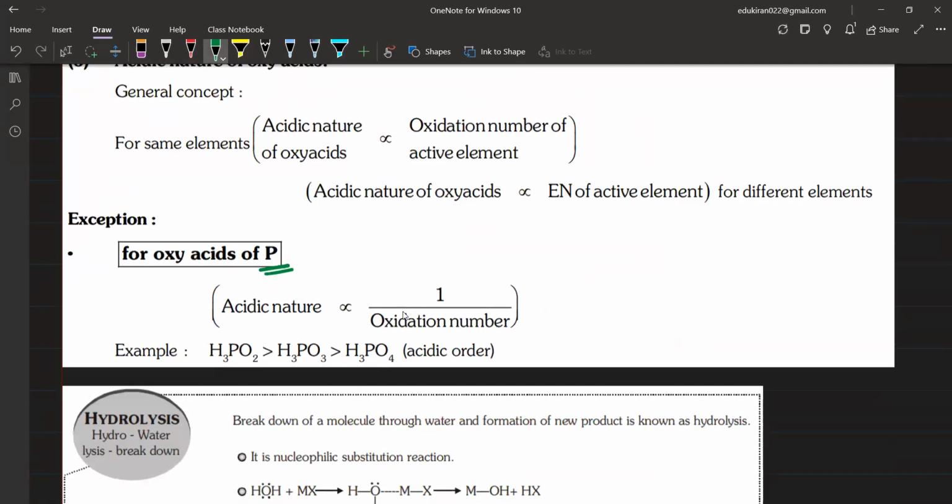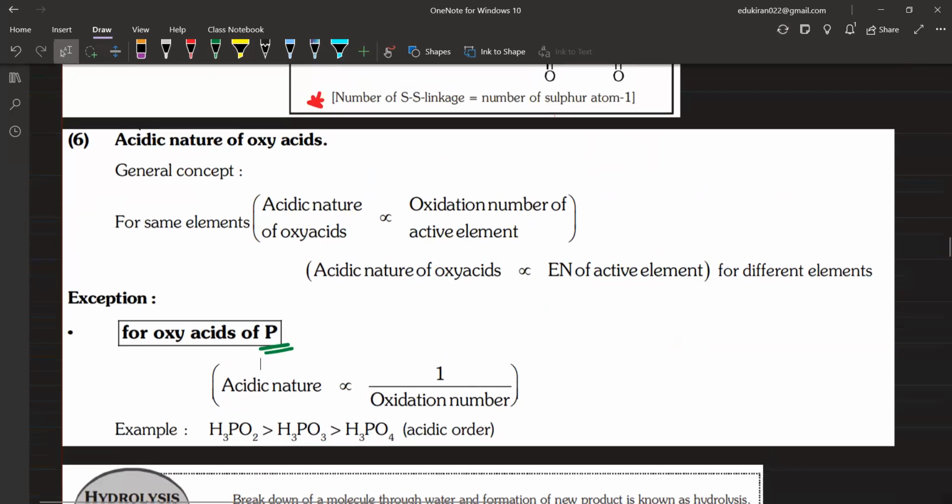In this, the acidic nature is inversely proportional to the oxidation number. H3PO2 सबसे ज़्यादा acidic, then you have H3PO3, then you have H3PO4. So please write this down.